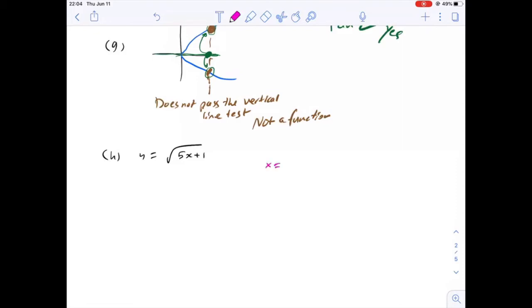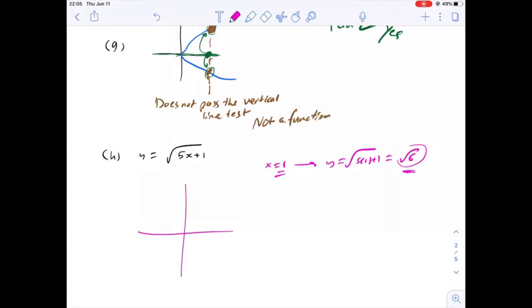For example, if we choose x equals 1, this should give me one value for y. y equals square root of 5 times 1 plus 1, and that's square root 6. This is one value of y. So for each input, we only have one output. Now, if we want to prove it using the vertical line test, we need to graph this function.